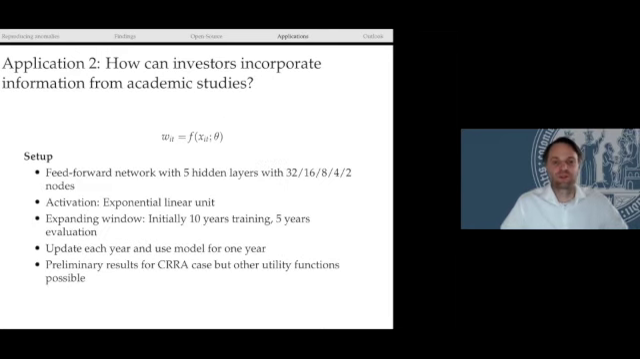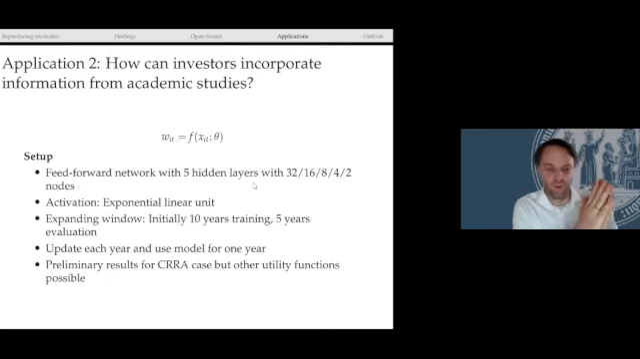Okay, so here's our weight function, and here's what our f looks like. Our f is a feed-forward network that has 5 hidden layers with 32, 16, 8, 4, 2 nodes. This is a very simple structure that's also used in the Kelly paper. I don't want to go into technical details, but if you want, we can. As activation function, we use a so-called exponential linear unit that doesn't suffer from a vanishing gradient problem.